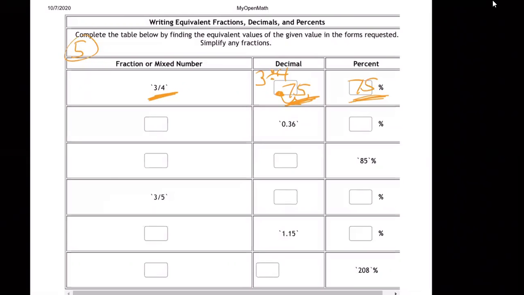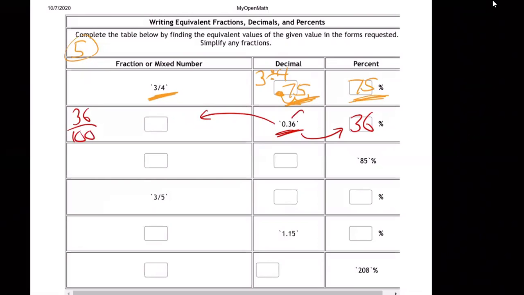Let's do the next one. Now they're giving us on the second part, 0.36. They're starting us with the decimal. So let's go to the percent. What would that be as a percent? 36%. Yeah, just move the decimal back 2 places. And now, how do we go to a fraction? Well, we just did a bunch of that, right? That's 36 over what? 100, because it ends in the hundredths place.